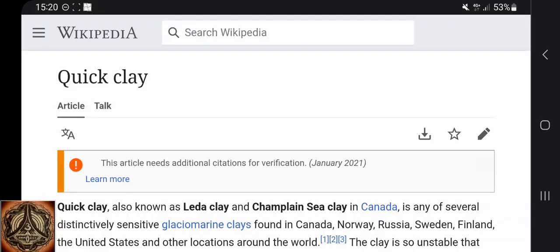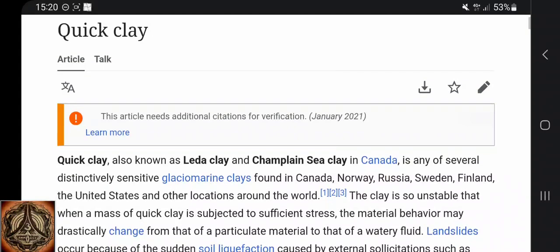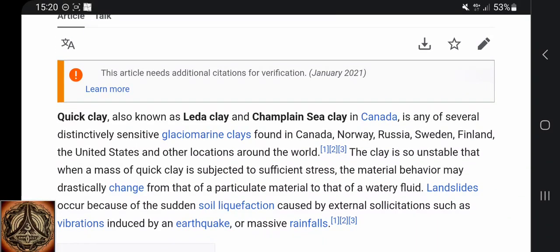Many people are familiar with quicksand. But there is also something called quick clay. It's also known as Leda clay or Champlain Sea clay in Canada. It is any of several distinctively sensitive glacial-marine clays found in Canada, Norway, Russia, Sweden, Finland, the United States, and other locations around the world.